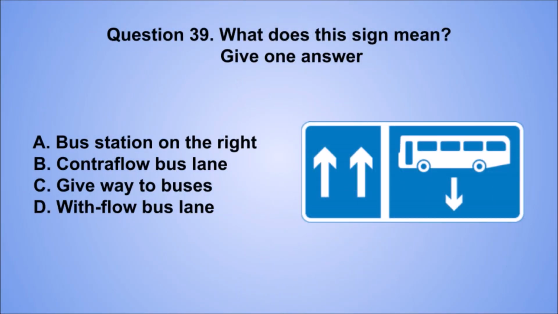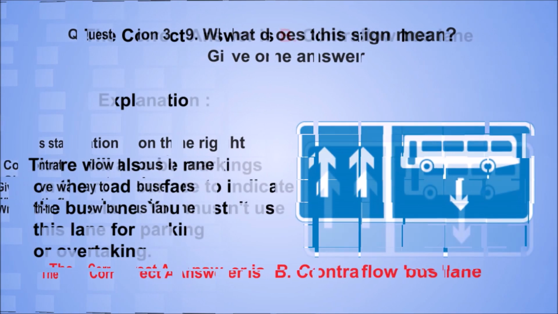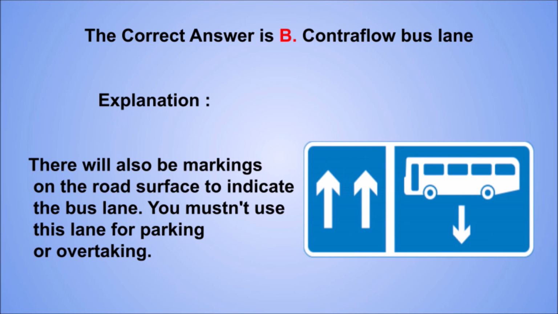Question 39. What does this sign mean? Give one answer. A. Bus station on the right. B. Contraflow bus lane. C. Give way to buses. D. With flow bus lane. The correct answer is B. Contraflow bus lane. Explanation. There will also be markings on the road surface to indicate the bus lane. You mustn't use this lane for parking or overtaking.